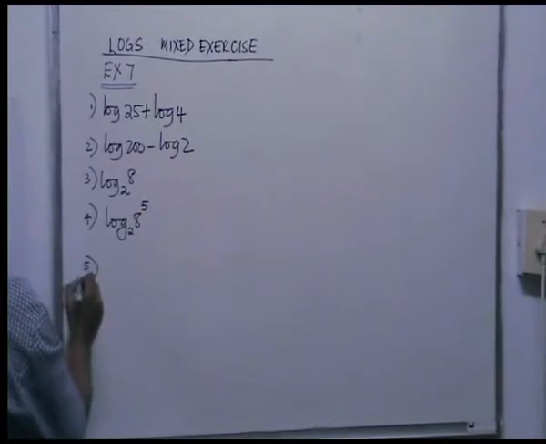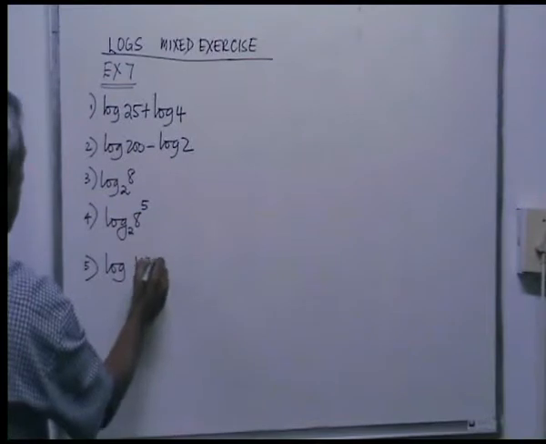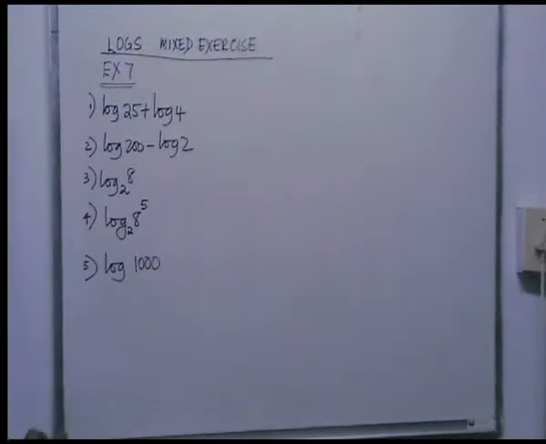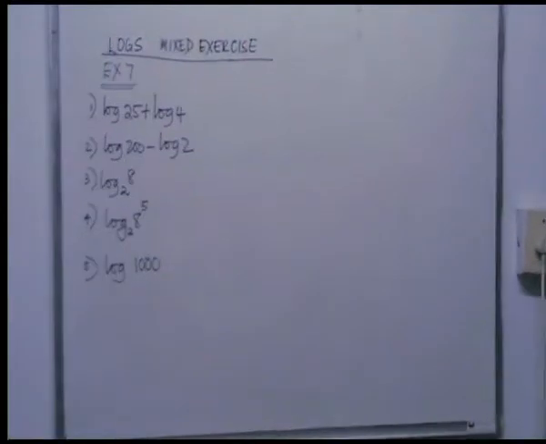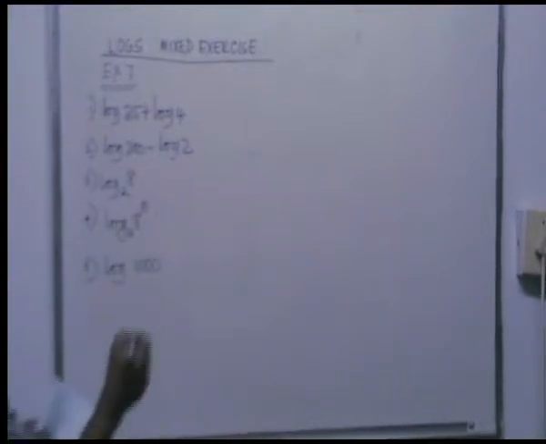And number 5, log of 1000. Now we're going to take you through a number of examples. We'll do it 5 at a time. Now here are 5 examples, and you are required to do these 5 examples. Alright, let me put the rest. That's 5. I'll go up till 10. So that's 5. Number 6.